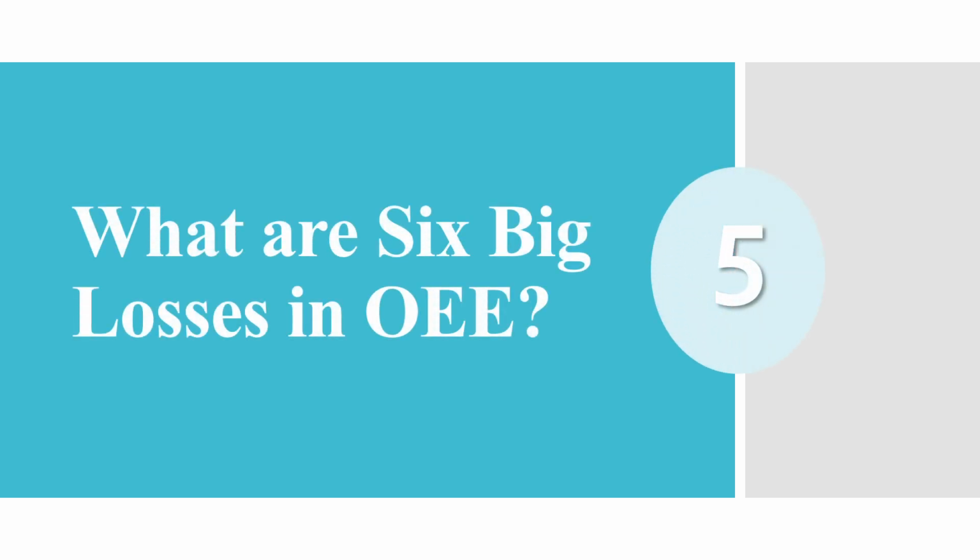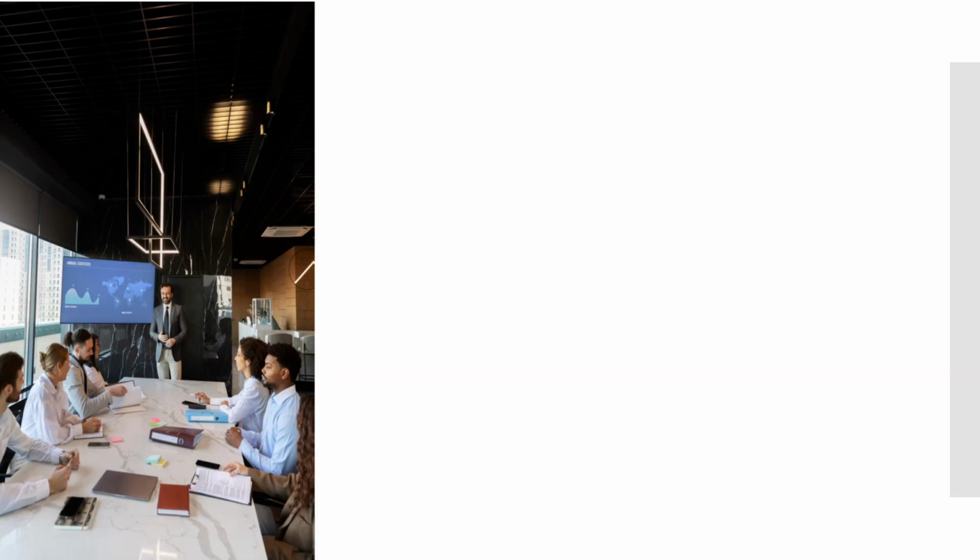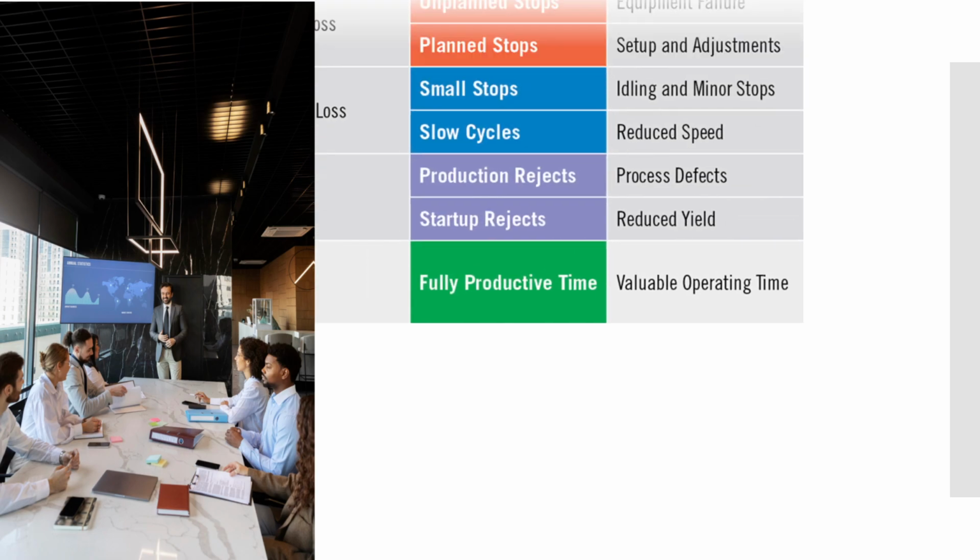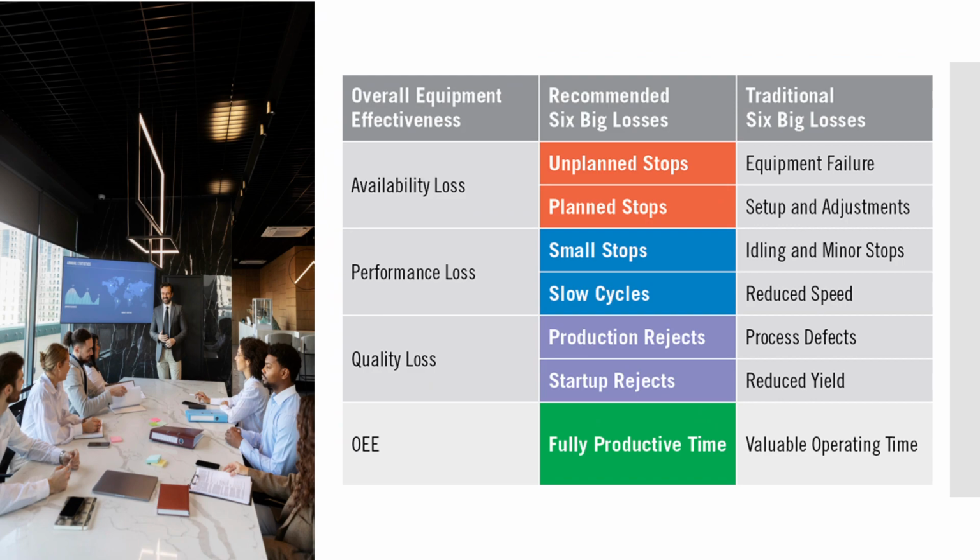Now let us understand what are the 6 big losses in OEE. As I explained initially itself, there are some losses in this OEE concept. So the first is availability loss. In availability there are two aspects, unplanned stops and planned stops. Unplanned stops may be because of machine failure, and planned stops because of some adjustment, rearrangement, setups, anything. But these are the two losses for availability, which reduce the available time.